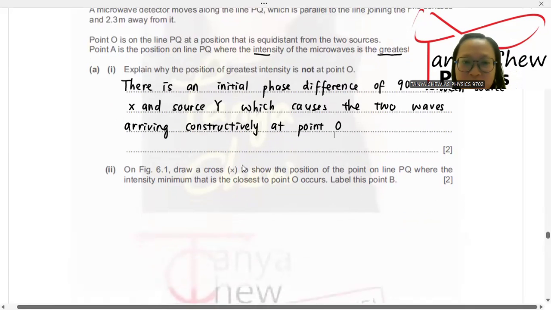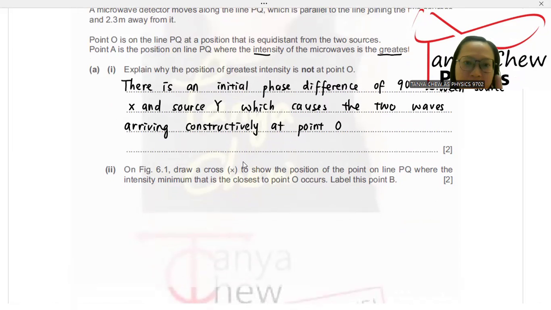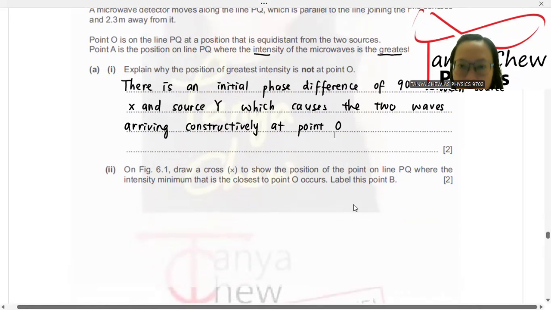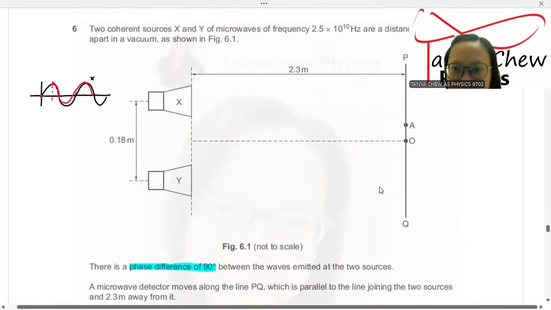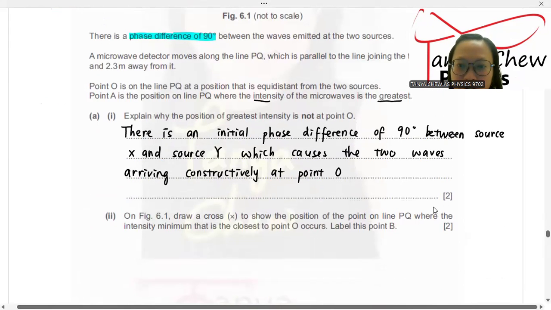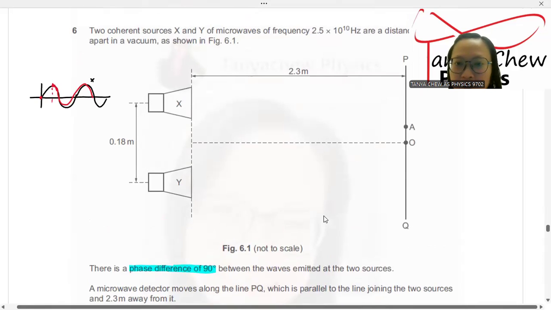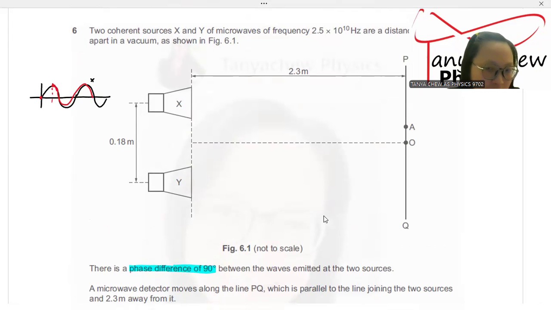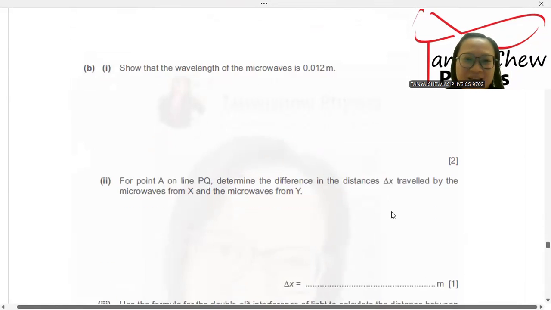Now, on fig 6.1, draw a cross X to show the position of the point on line PQ where the intensity minimum, that is the closest to point O, occurs. So I will see this closest to O. We want it to be minimum. So closest to O, the minimum should be here. Give me a while. It should be somewhere here. This is the minimum.